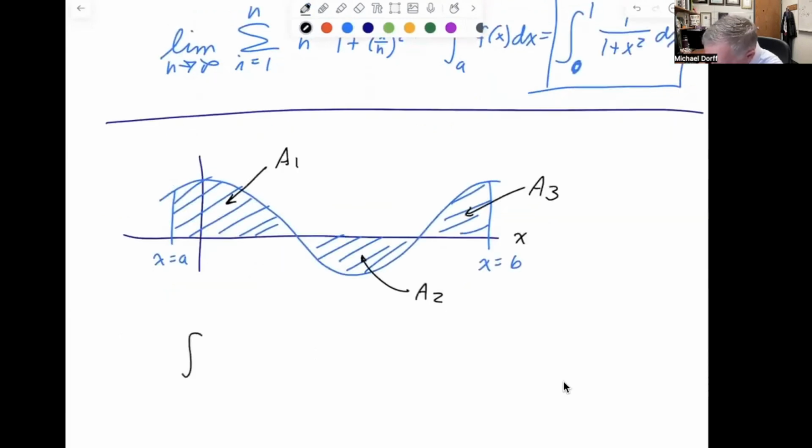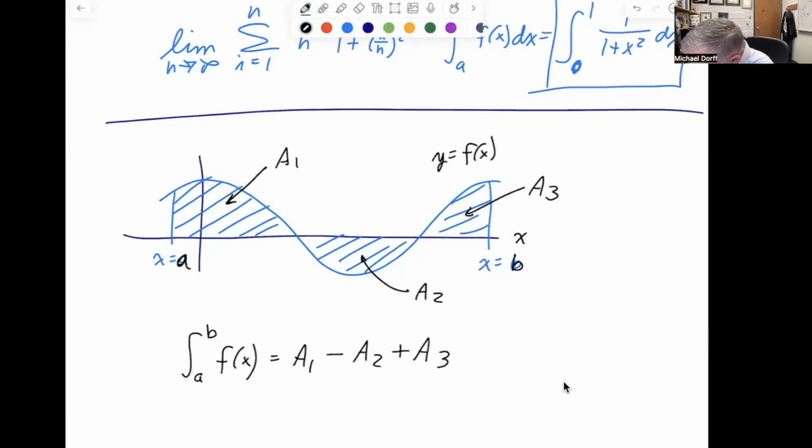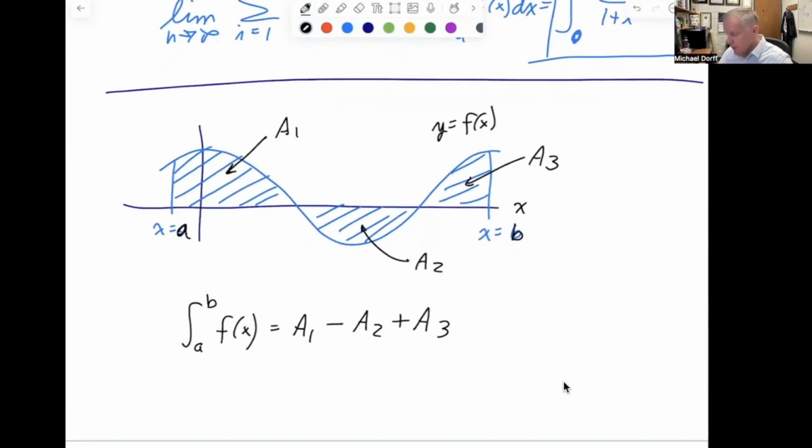And what's going to happen now, the integral from a to b, okay, remember a is the left point, b is the right point there, of the function f of x, and my curve here is y equals f of x, is going to equal the area of A1 minus the area of A2 plus the area of A3. So if an area goes below the x-axis, then we subtract that area from the amount we have.